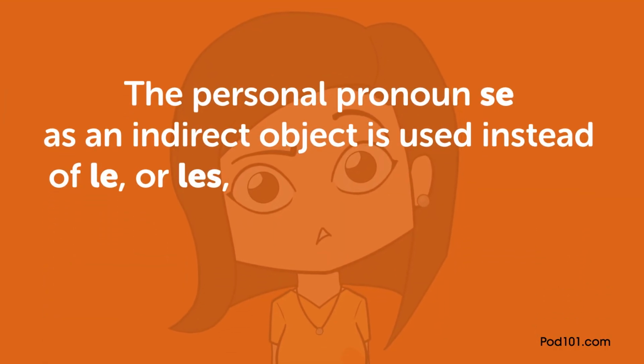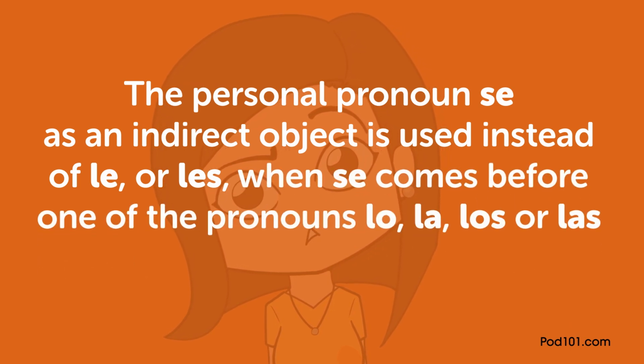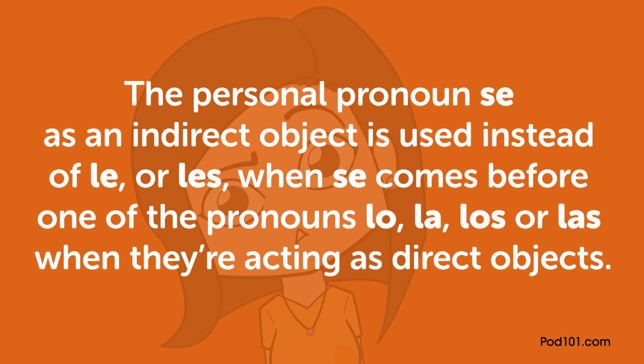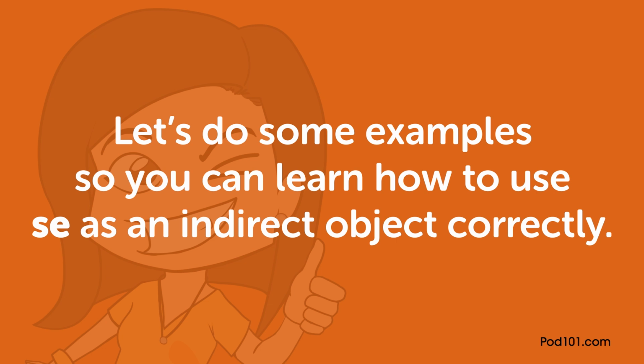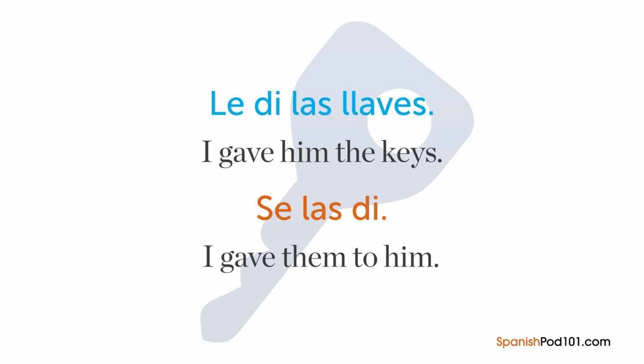The personal pronoun se as an indirect object is used instead of le or les when se comes before one of the pronouns lo, la, los, or las when they are acting as direct objects. Let's do some examples so you can learn how to use se as an indirect object correctly. From the sentence le di las llaves, meaning I gave him the keys, you can say se las di, meaning I gave them to him. Here, se replaces the indirect object le, and la replaces the direct object the keys.